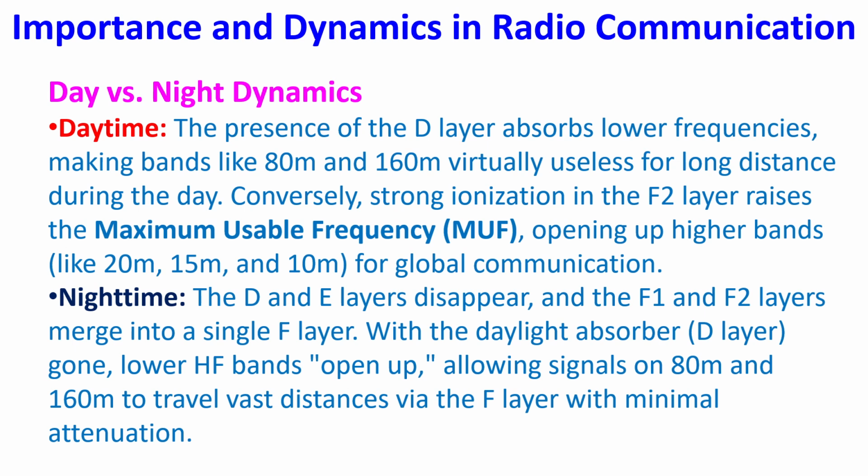Nighttime: the D and E layers disappear and the F1 and F2 layers merge into a single F layer. With the daylight absorber D layer gone, lower HF bands open up, allowing signals on 80 meter and 160 meter to travel vast distances via the F layer with minimal attenuation.